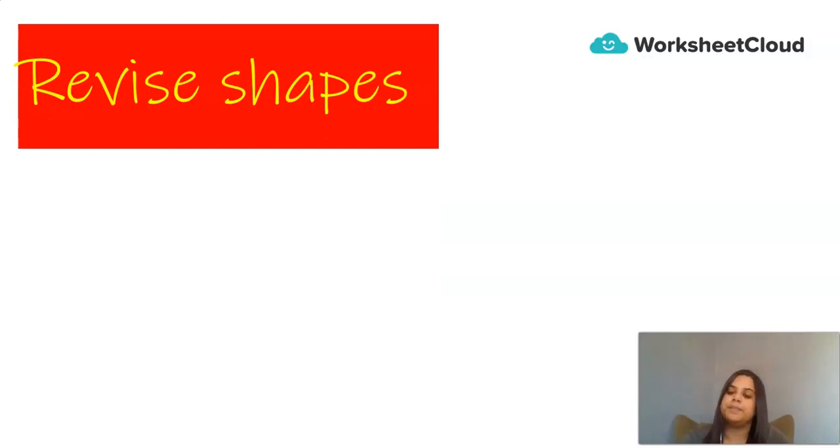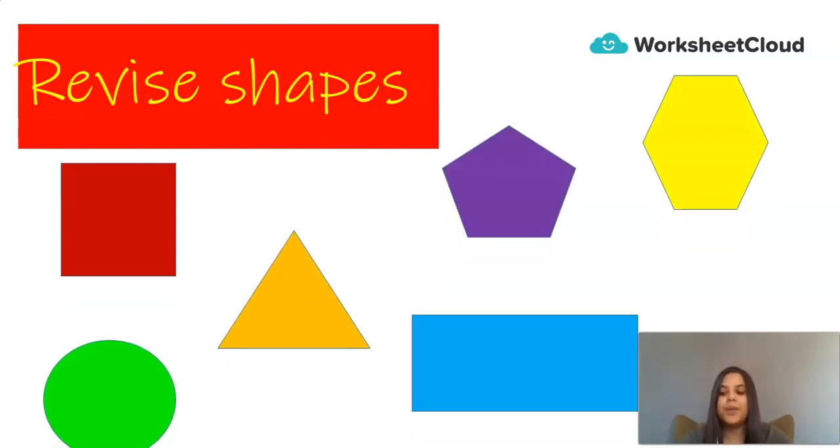Let's revise some shapes. Over here, we have the different shapes that I went through with you in the last lesson. We went through the different shapes and we got a square, a circle, a triangle, a pentagon, which has 1, 2, 3, 4, 5 sides, a hexagon, which has 1, 2, 3, 4, 5, 6 sides, and over here we have a rectangle. Do you all remember this, grade 3s?